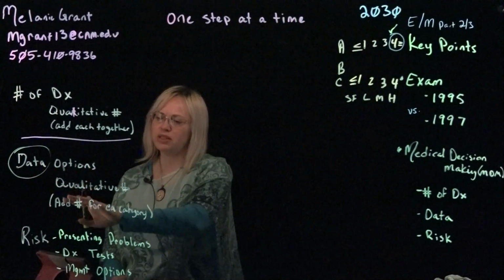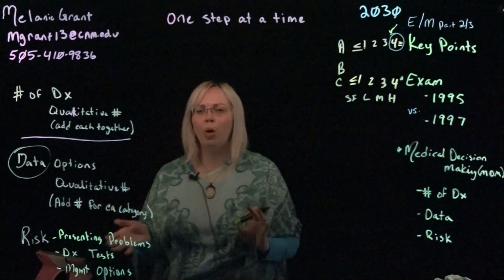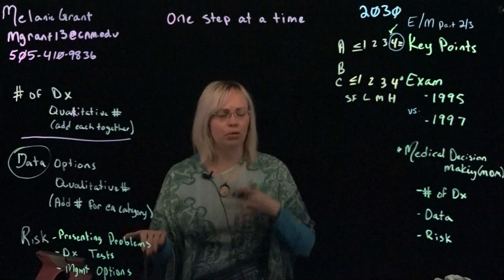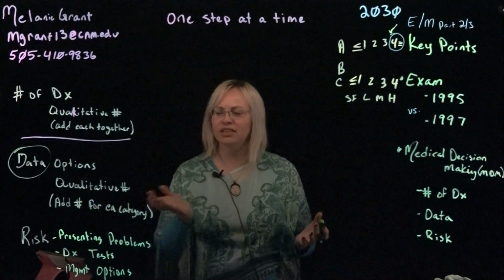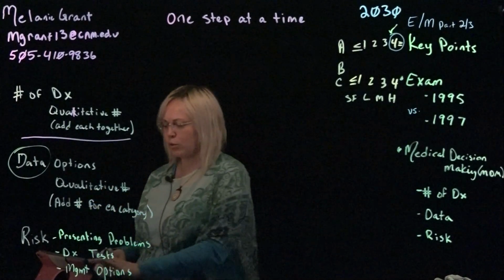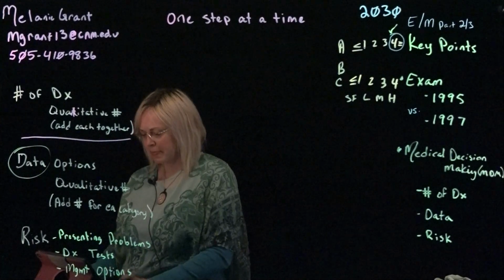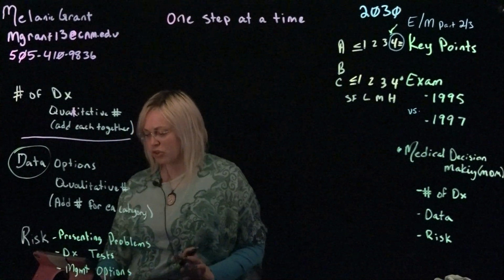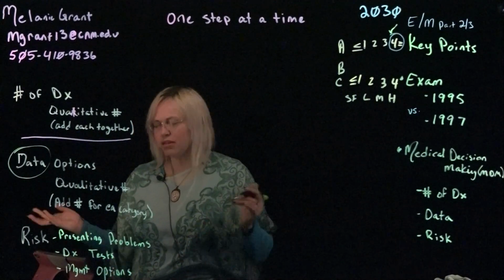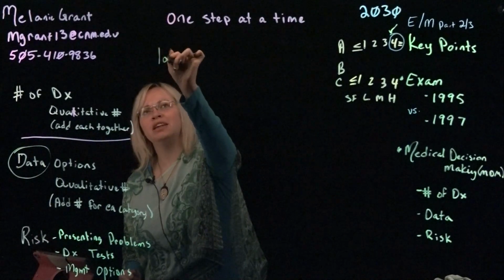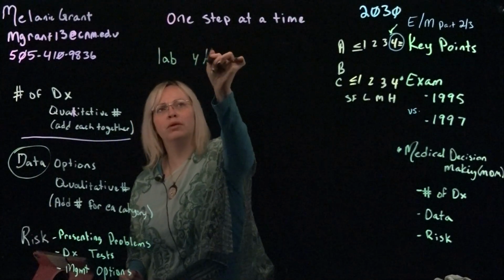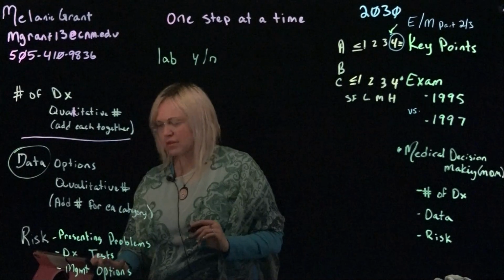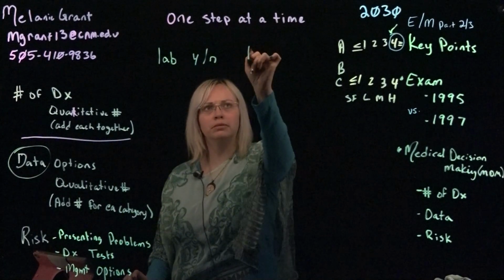For data options, it's qualitative, meaning quality, meaning it's either there or it's not. So we only add the number that's assigned for each category, and we only add it once. So we have here review and or ordering of lab tests. So I just say anything about labs, yes or no. If so, that one's worth 1 point.